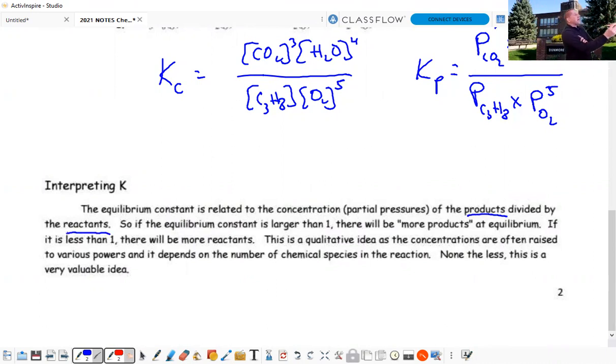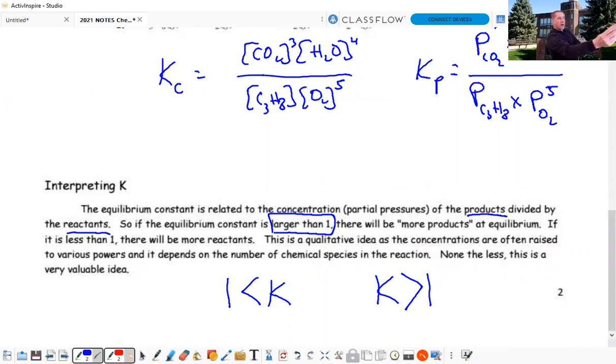So if the equilibrium constant is larger than 1, so if K is greater than 1, I don't know which one math teachers like. There will be more products at equilibrium. Because if products over reactants is greater than 1, you're multiplying by a bigger number than you're dividing by. If it is the other way around, if it is less than 1, now you have more reactants than you do products. So you'd have more reactants at equilibrium.